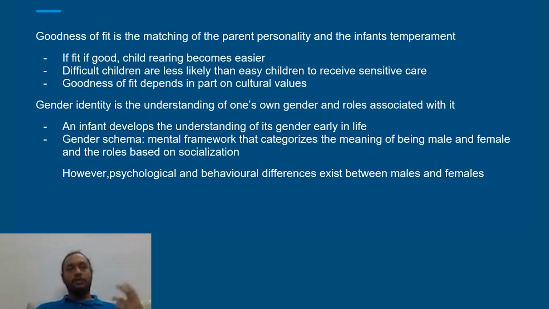For children, one of the interesting concepts is goodness of fit, which is the matching of the parent's personality with the infant's temperament, right? If the parent's personality and the infant's temperament match, then it's considered a good fit, where the parent and the child will be in sync in terms of what kind of development goals they are setting for one another. So child rearing becomes easier for the parent. However, sometimes that might not happen, and therefore a lot of friction develops as a result, right?